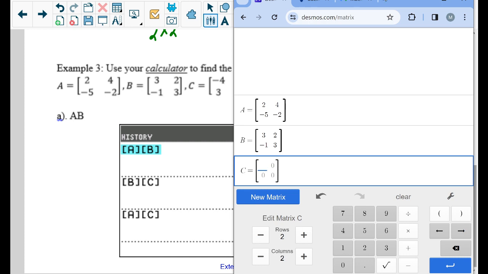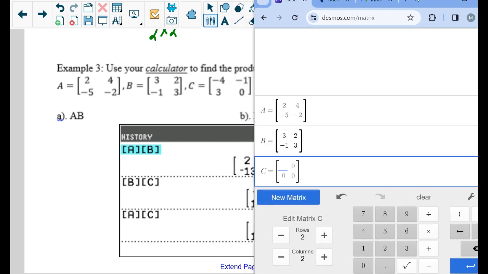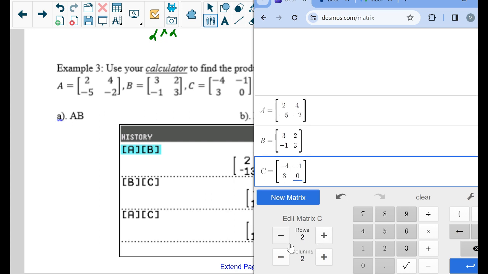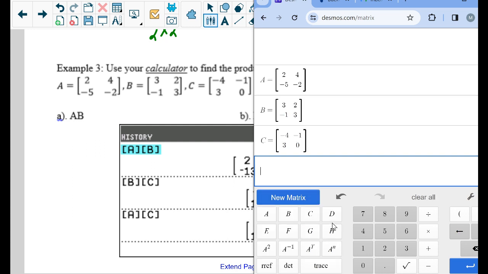I'm going to have matrix C here. So I have negative 4, negative 1, 3, and 0. So you can see down below here, you can edit the number of rows or columns that I have. I can add rows or take them away. I can add columns, take them away. In this case, we had a 2 by 2, so 2 rows, 2 columns. I'm going to hit enter. So now all 3 of those matrices are in my calculator.